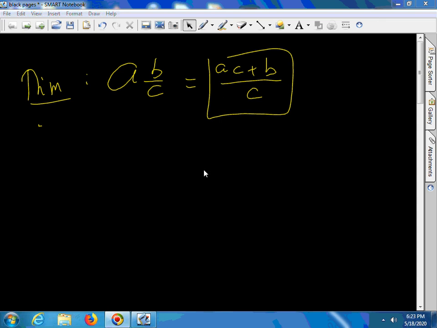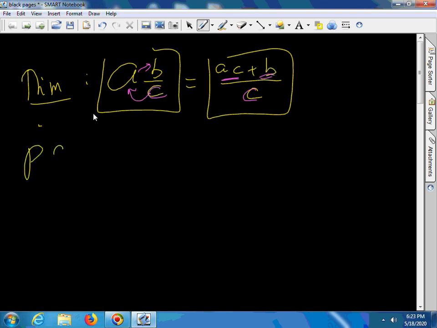We're going to prove the theorem of why, when you take a mixed number and you multiply c by a, which is right there, and then you add the b and divide by c, you get the right number.